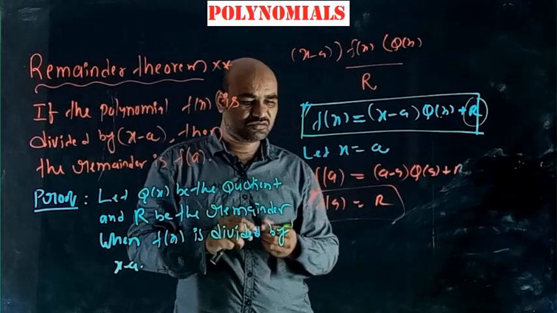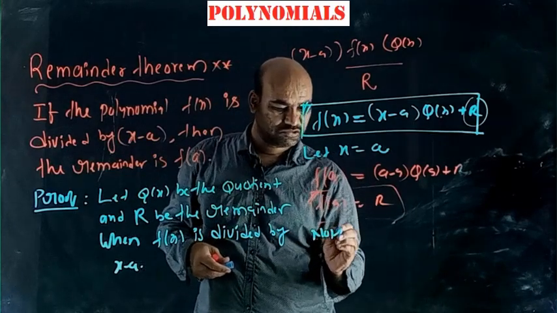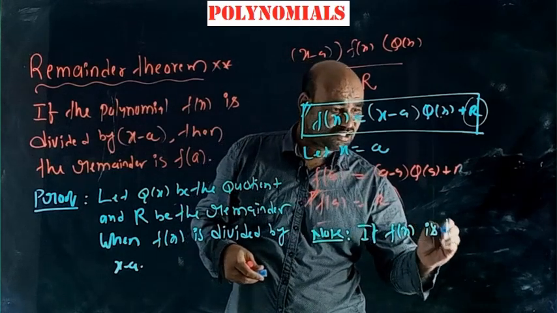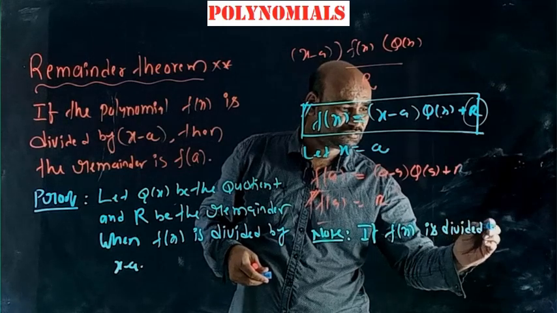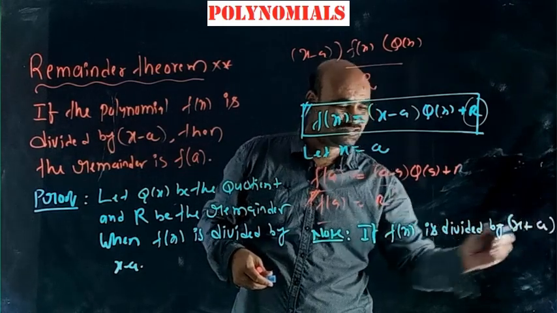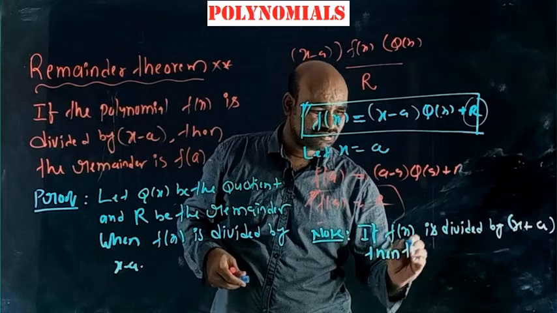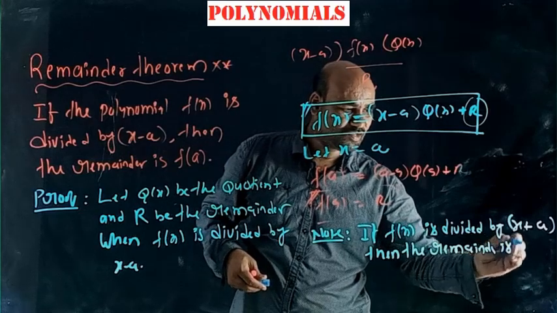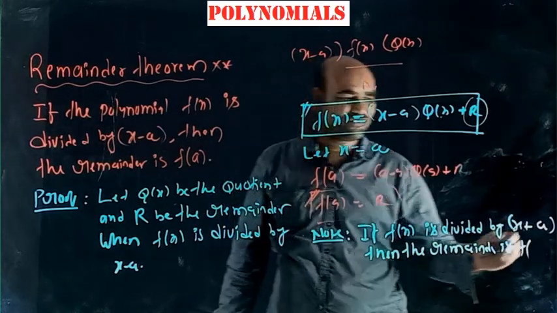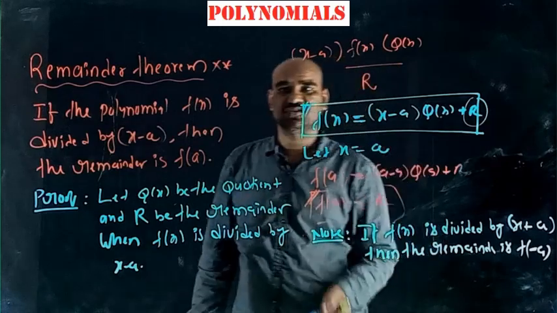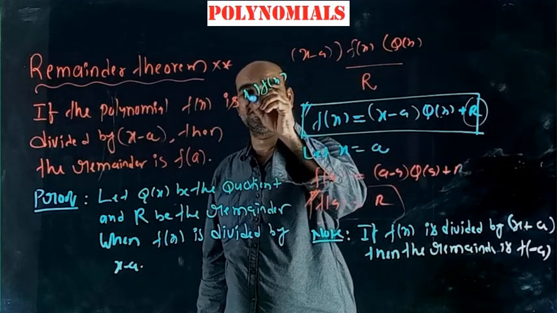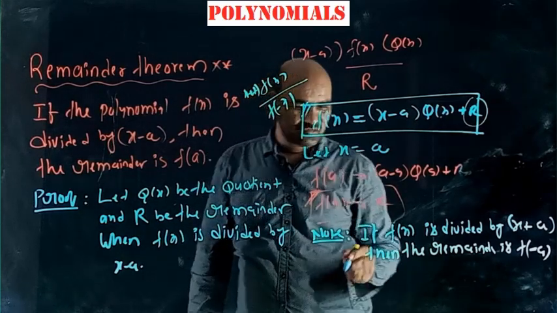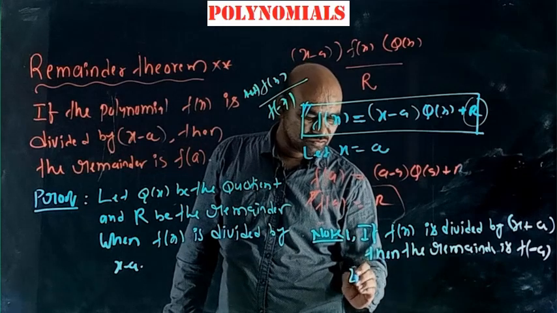Okay, students, now listen. Note 1. If f of x is divided by x plus a, then the remainder is f of the zero of x plus a, that is minus a, f of minus a. Understood? That means f of x divided by x plus 7, for example, directly you can say the remainder is f of minus 7. This is note 1.